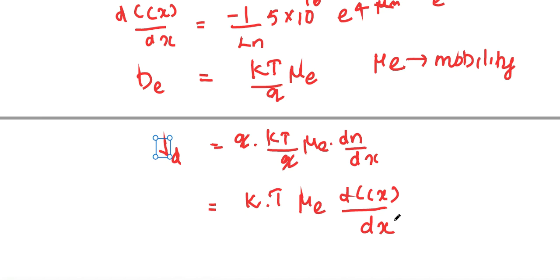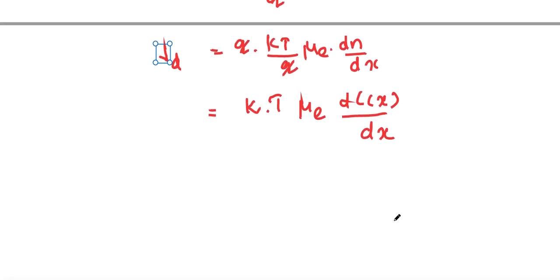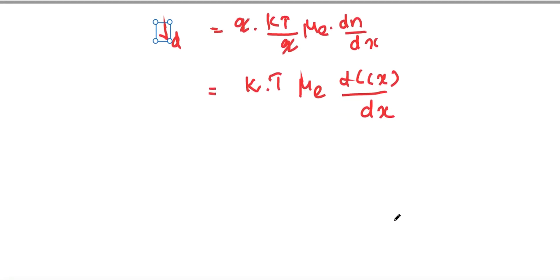Now the question is very simple, isn't it? We just have to substitute the values. One more thing I want to say: this is the diffusion current density. So what is the diffusion current? The diffusion current I_D will be the diffusion current density into area. Area is also given in the question itself, so we can substitute all the values.